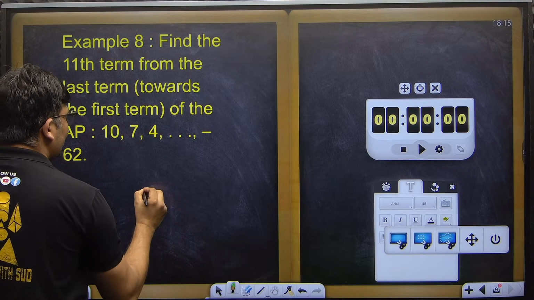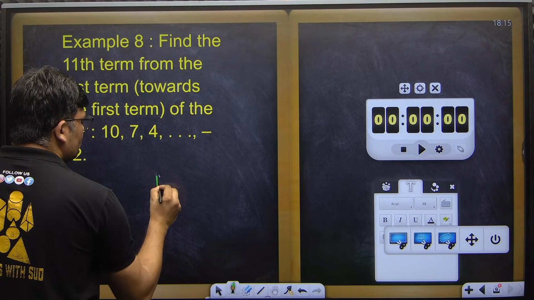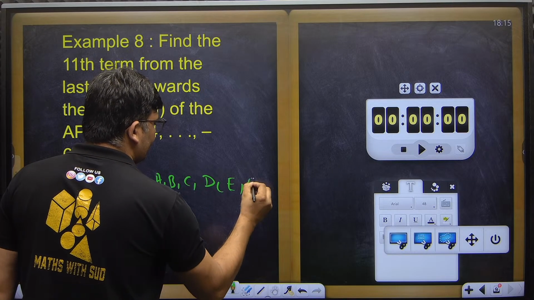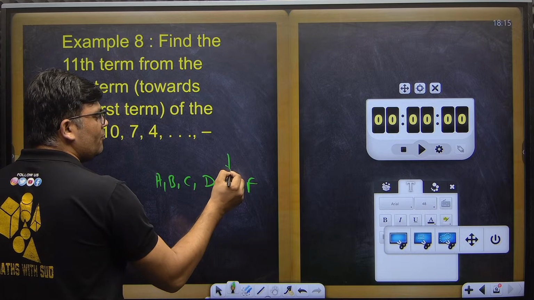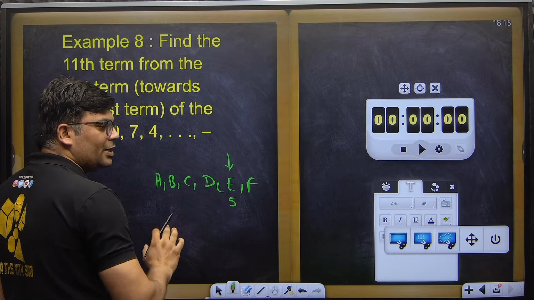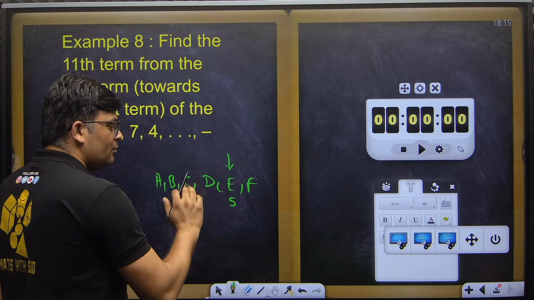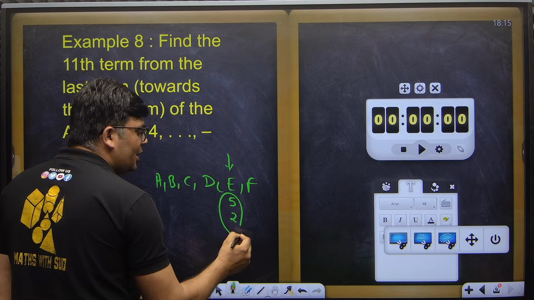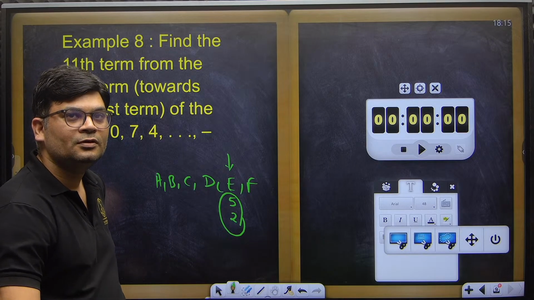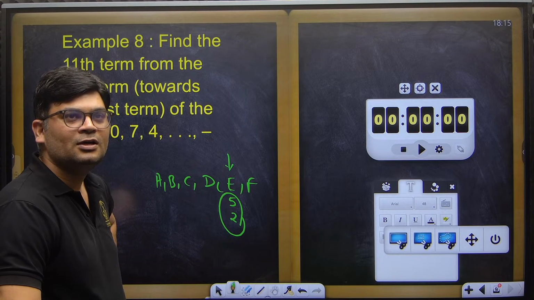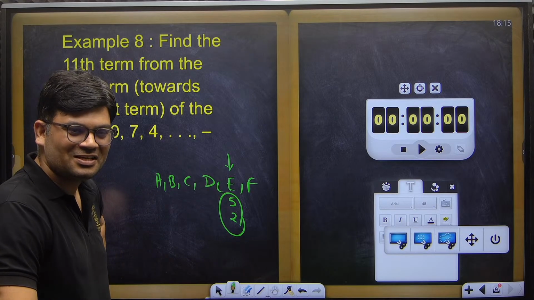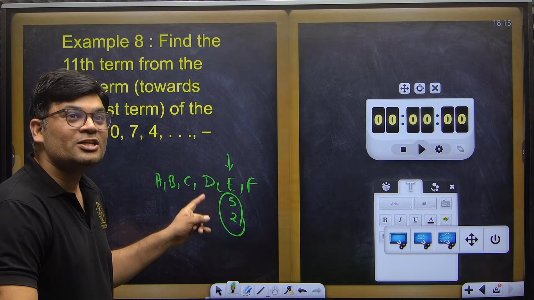Again, I am writing some numbers: A, B, C, D, E, F. Now E is which term of the AP? It is the fifth term from the front. From the back, it is which term? Second. If you add them, how many terms are you having? 7. But do you have 7 terms? No, here I have only 6 terms. So that logic will not apply.